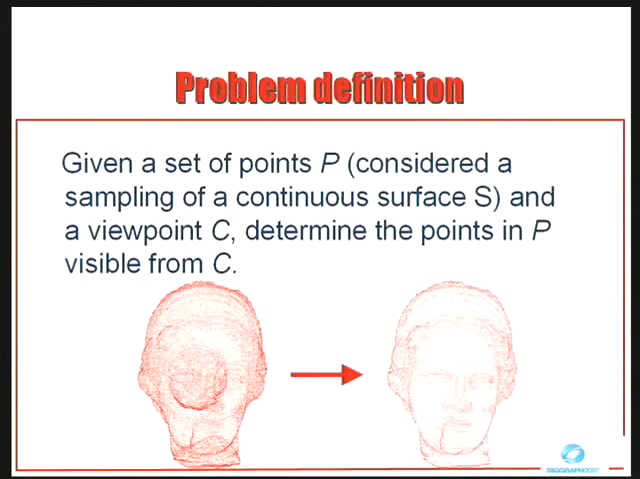So let's define the problem formally. We're given a set of points P, which is considered to be a sampling of a continuous surface. And we're given a viewpoint C. We'd like to determine for every point in P whether it's visible from C.